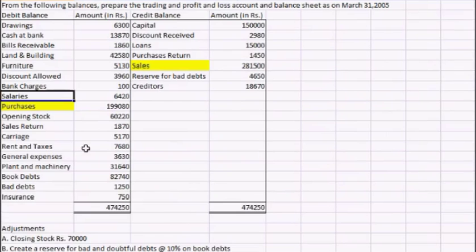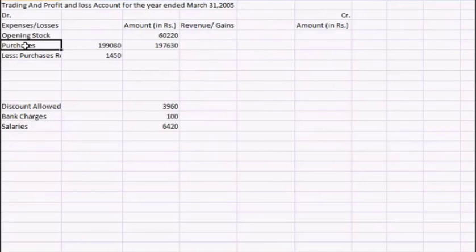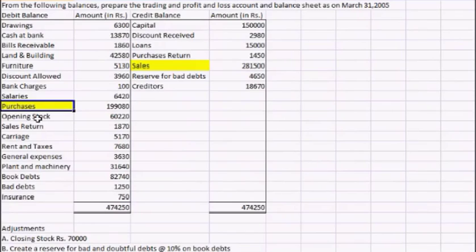So next we come to purchases. We have already incorporated it. Okay, this should come in trading account because this is a direct expense, and it's a direct expense only because if we require purchase, then this would be the case only when we are producing the goods. Next we have opening stock. We have already incorporated this.